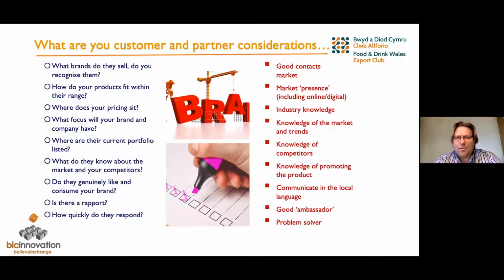And then, what are your customer and partner considerations? You need to have a look at, if it's a distributor or retailer, what brands are they selling? Do you recognize them? If you don't, do some research on them. Look at their packaging, look at the marketing claims they make, and get an idea of how your products fit within the portfolio of a distributor, or within the range that a retailer is listing. Where's your pricing going to fit?